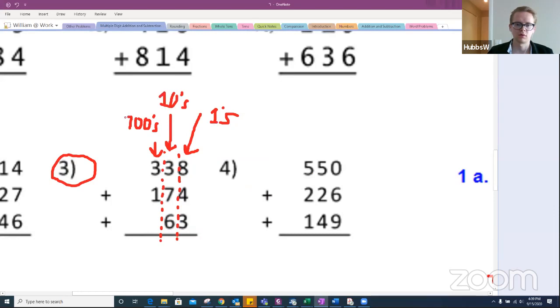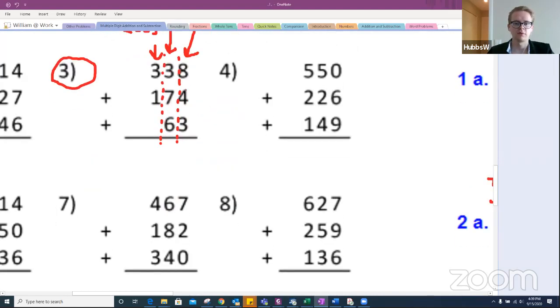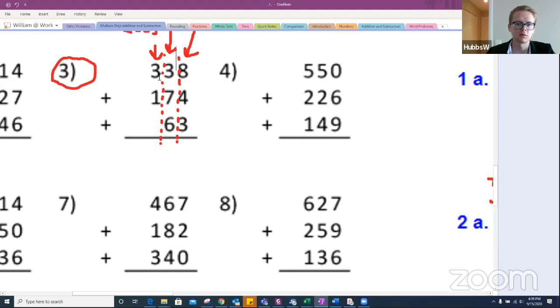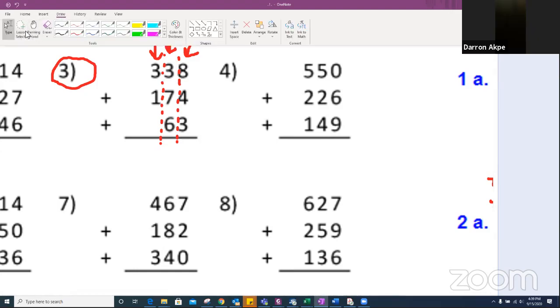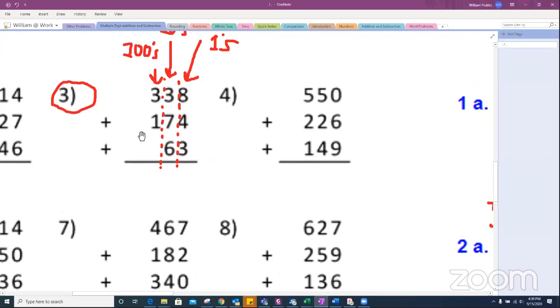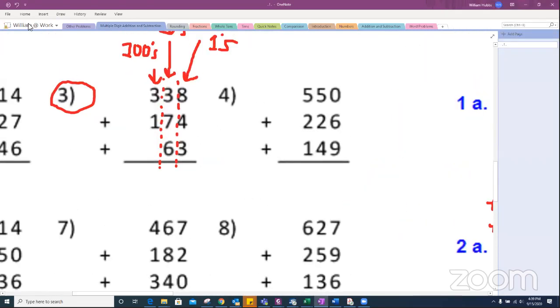So let's go ahead and start adding this problem up. Give me 1 second so I can zoom in and share my screen. I'm just joking. I'm going to mute. Okay.